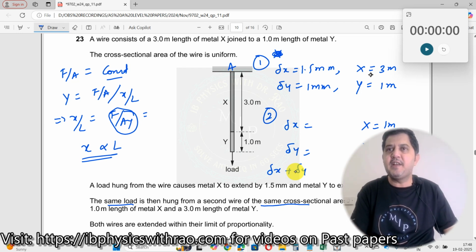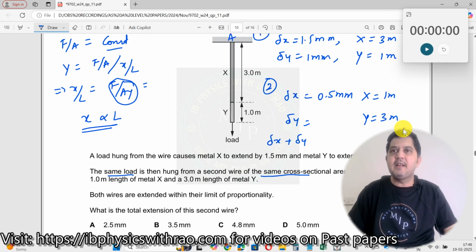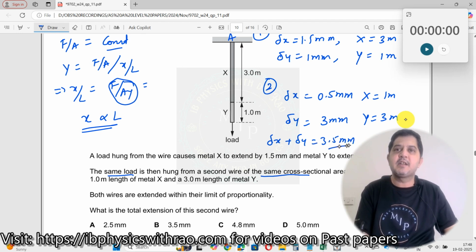See, for a length of X equal to 3 meters, the extension is 1.5 millimeter. Now, if this is 1/3, then what will happen? This will also become 1/3, which means here this should be 0.5 millimeter. Similarly, initially this was 1 meter, and now finally this is 3 meters. That means the length of wire Y has become thrice. So what will happen to the extension? The extension also will become thrice. So this will now become 3 millimeter, right? So then 3 millimeter plus 0.5 millimeter will become 3.5 millimeter. This should be your answer.